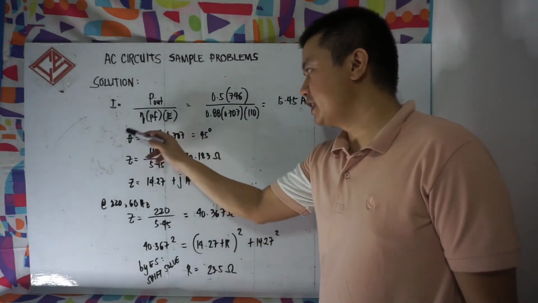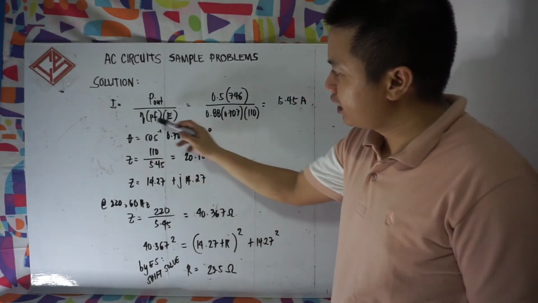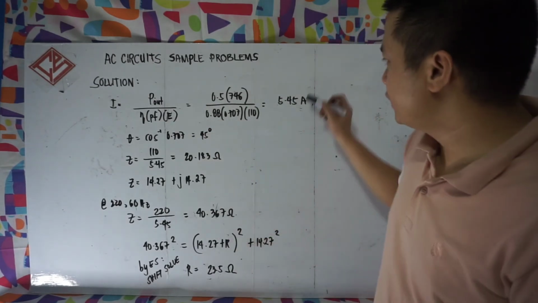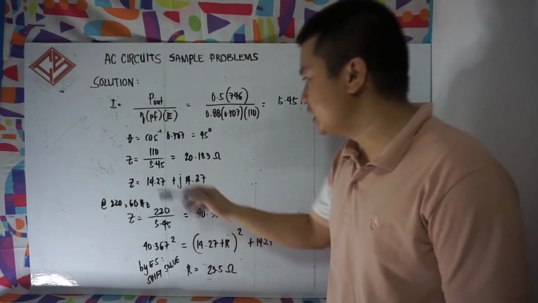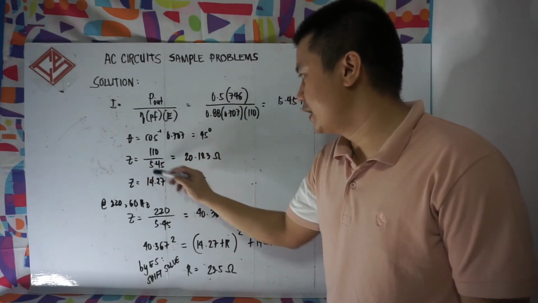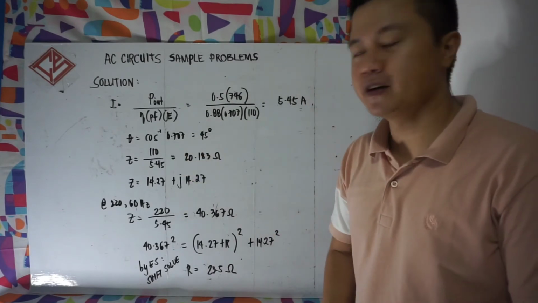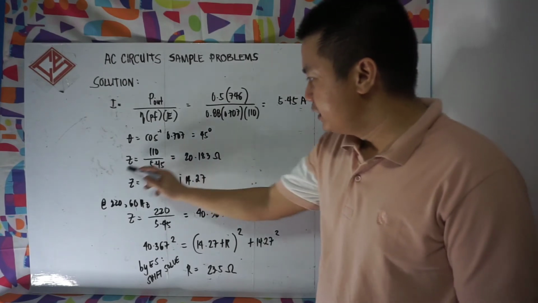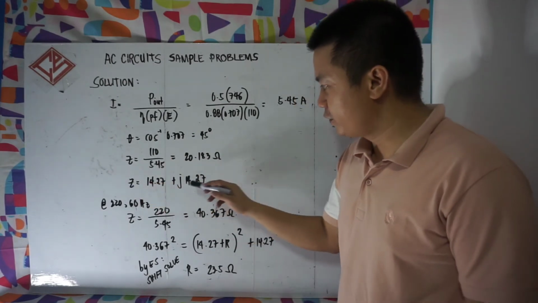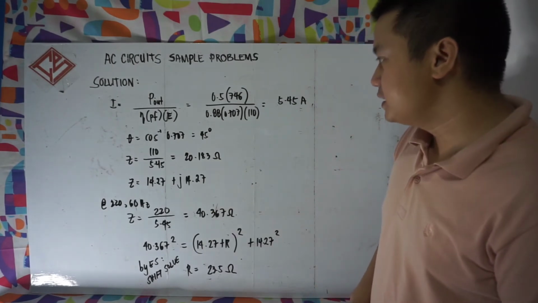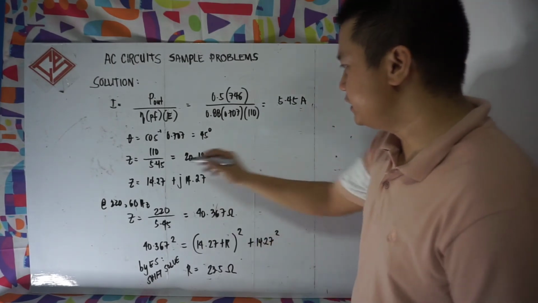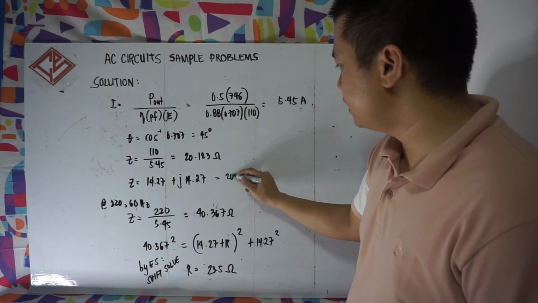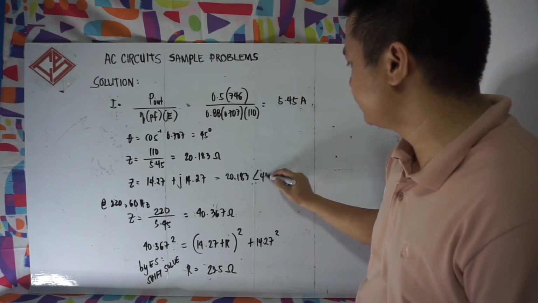So we can also get the theta. That will be arc cosine of your power factor, which is 45 degrees. And since we have 5.45 amperes, we can get the impedance. That is E over I, which is 110 over 5.45. So you will have 20.183 ohms, or Z equals 14.27 plus j14.27. Since this is obtained from 20.183 angle of 45 degrees.